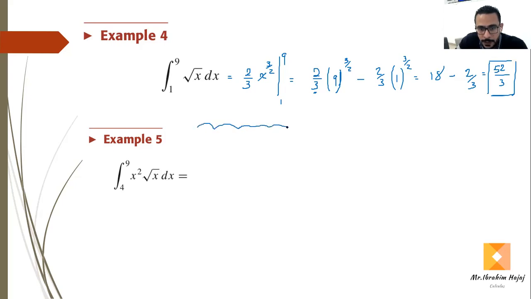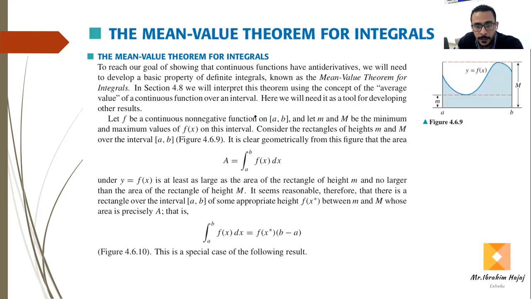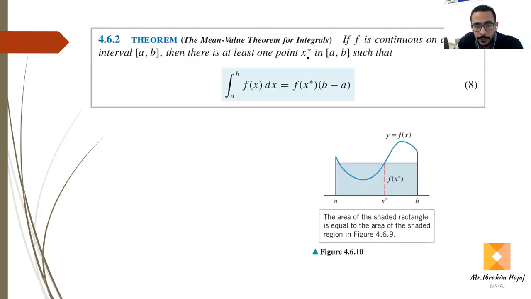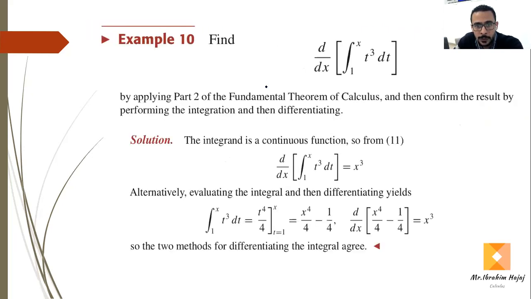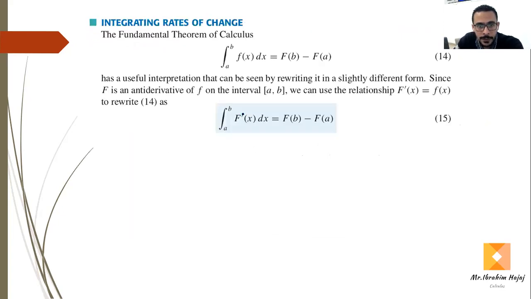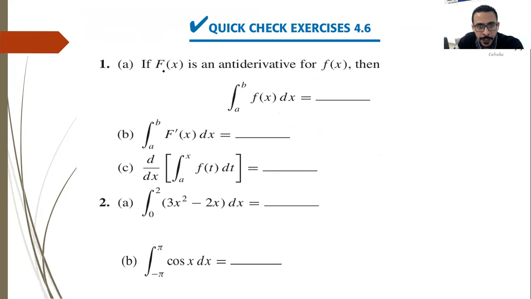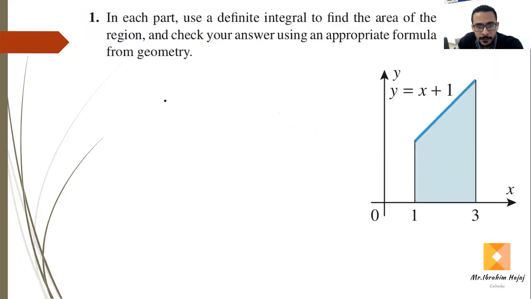We will stop here, guys, and inshallah we will continue in the last period. In the last period, we will complete these examples and also example 8, and we will study tomorrow, inshallah, the mean value theorem. In the last period, the 7th period, we will talk about the second part of the fundamental theorem of calculus, the average rate of change, and the exercises.